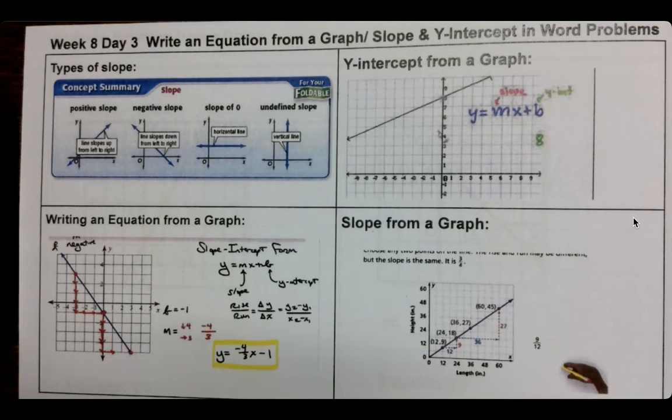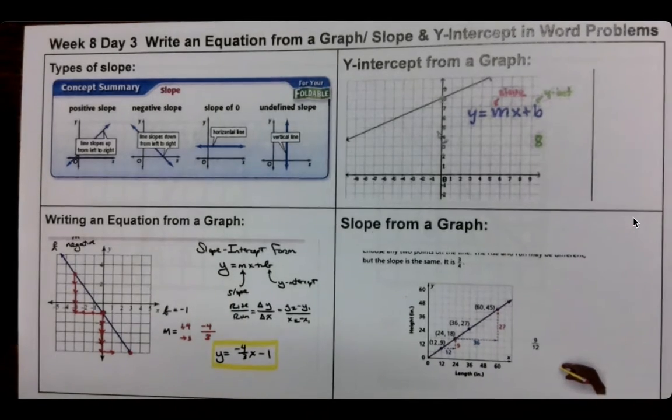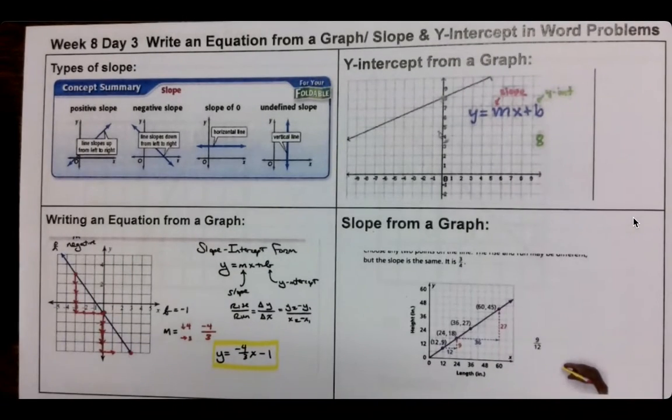Alrighty, so last day for this week, and then we'll continue on with slope next week. Still got about 3 more days of it, 4 including today.